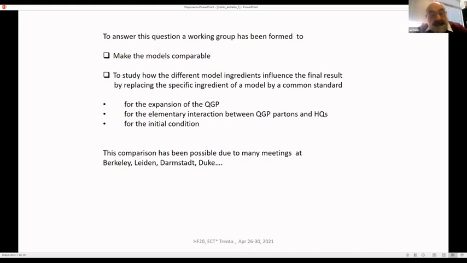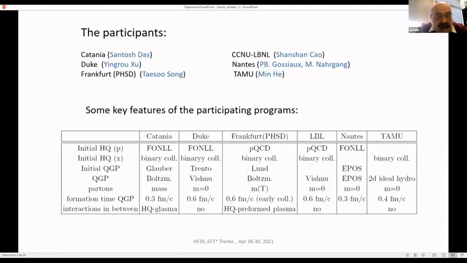This comparison has been possible due to many meetings at different places. I just mention here Berkeley, Leiden, Darmstadt, and Duke. By this, we advanced in order to make the comparison feasible. Now, the participants in these comparisons, a little bit by accident, or people who have been interested, consisted of 6 groups from Europe, the US, and China. I just mention here in blue the people who did the most work. From Catania, it was Santosh Das. From Duke, it was Yingru Xu. From Frankfurt, PhD student Tae Song. From BNL, that was Shanshan Cao. From Nantes, Pol-Bernard Gossiaux and Marlene Nahrgang. And from TAMU, Min He, whom we just listened to a couple of minutes ago.